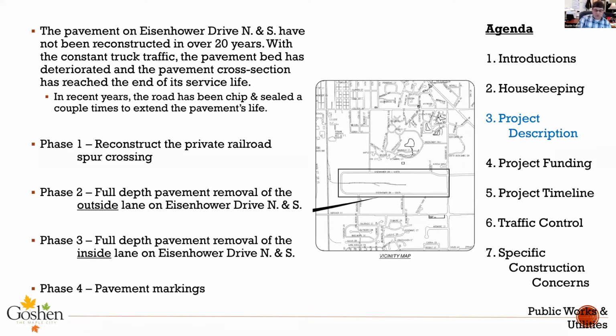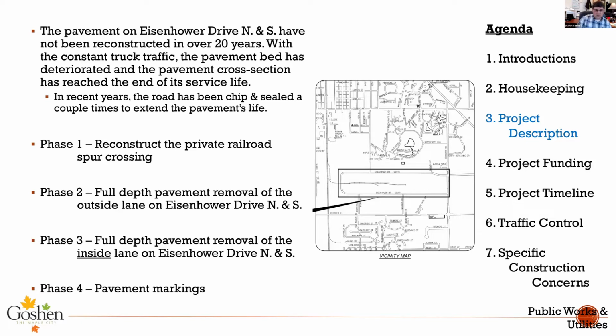Again, this railroad spur is private. Historically, it's been the responsibility of the association. I understand the association is not fully developed out there anymore, but we are going to go ahead and take care of this at this time. Once the railroad spur has been fully reconstructed, which means removing the ties and the rails and then rebuilding that, we'll move into phase 2, which will be full depth pavement removal.